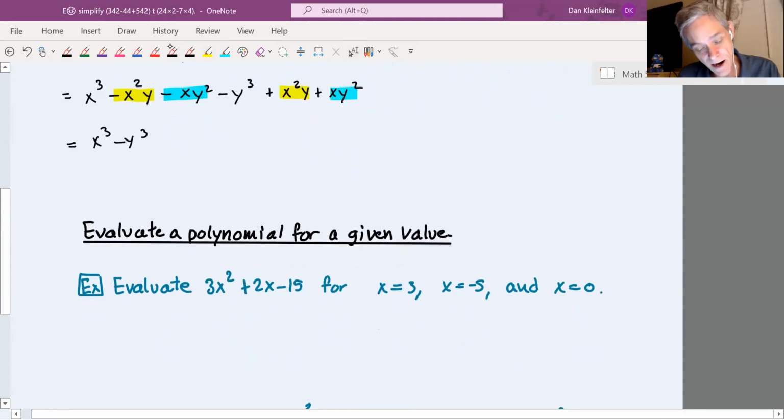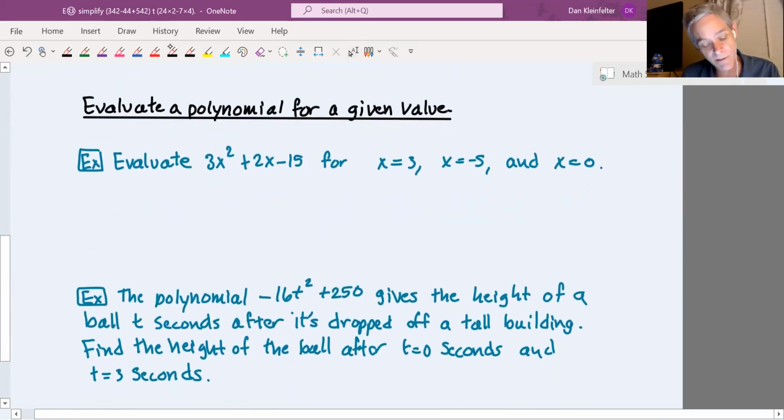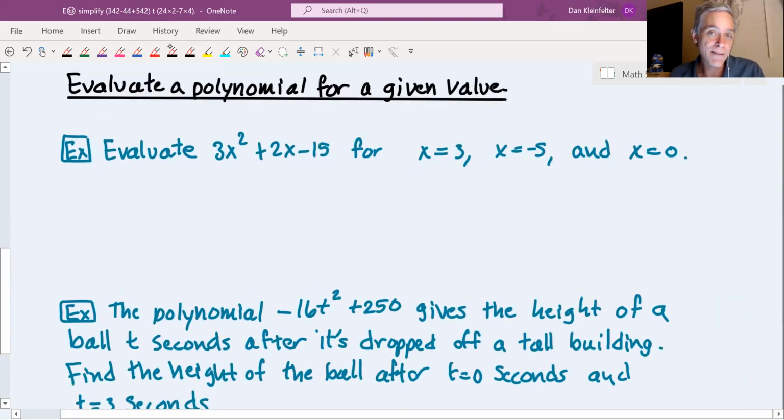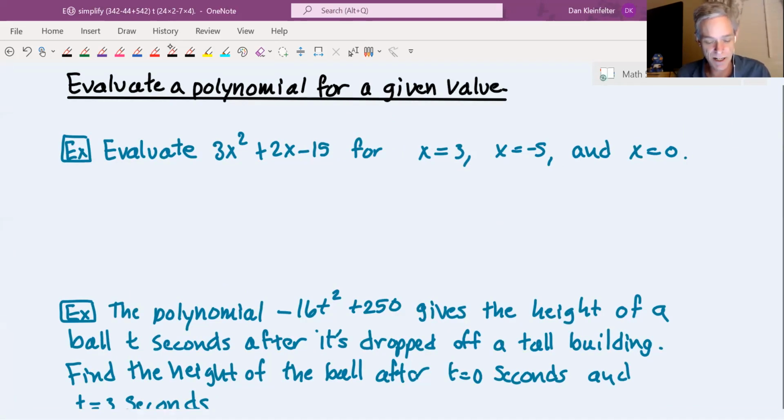All right, so then our last topic for this section is evaluating a polynomial for a given value. What evaluate means, what the word suggests, is value, and that's what we're doing is we're coming up with a number this time for an answer, not just another expression. So we're going to replace the variable with a given value and then calculate. So for this one, we have 3x squared plus 2x minus 15. We're going to evaluate it for x equal 3, x equal negative 5, and x equal 0.